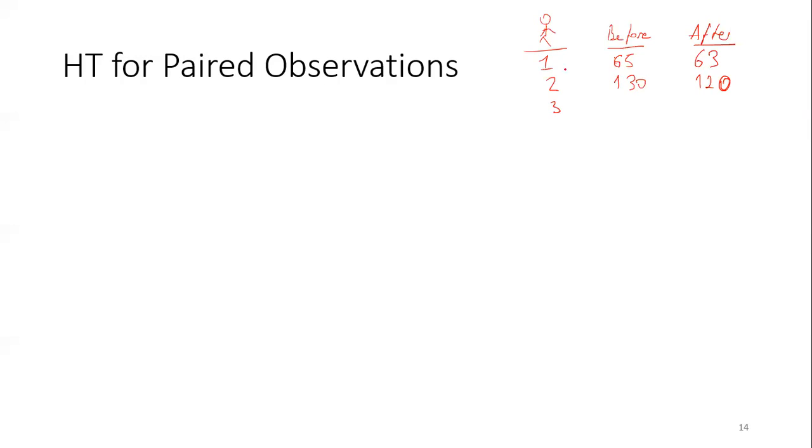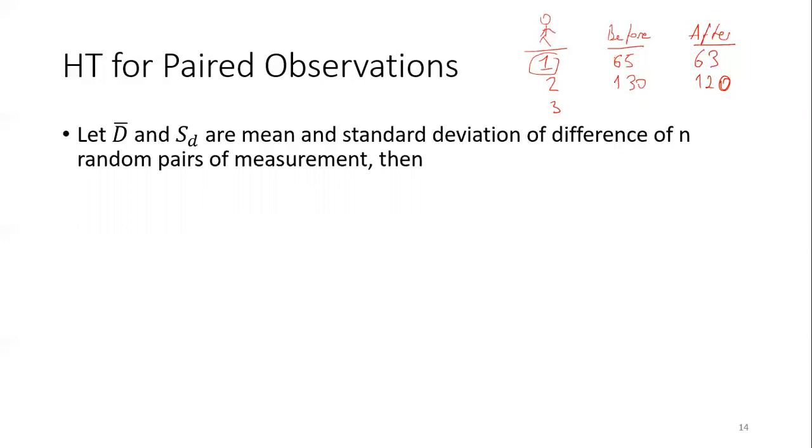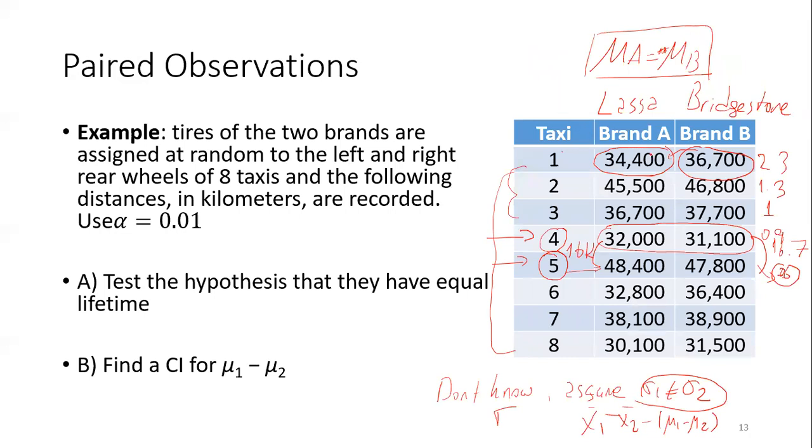So as you see here, before and after, the amount of weight lost just depends on the individual as well, just like the amount of kilometers that you make using a particular brand depends on the usage of a driver. So what I do is you just take the differences here, okay? 34.4 minus 36.700, 35.5 minus 46.8, and so on and so forth.